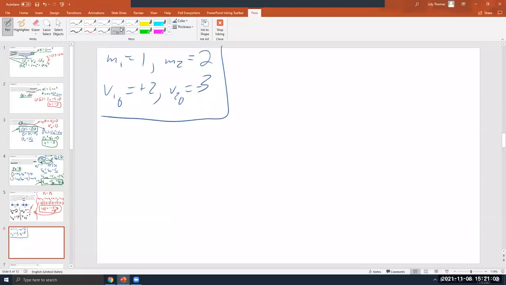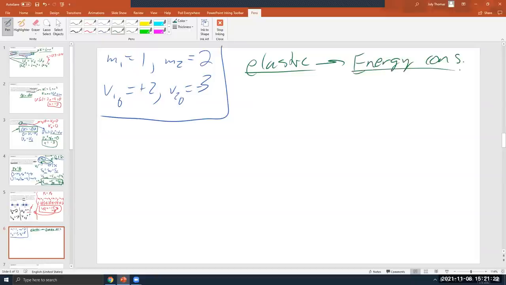And what happens if we have instead an elastic collision? I'm not even sure that we've done an elastic collision on the homework this semester, but an elastic collision is a special type of collision where energy is conserved. So remember, momentum is always conserved because conservation of momentum is more fundamental, it'll always hold. Energy rarely is conserved. And if it is, then you have what's called an elastic collision.